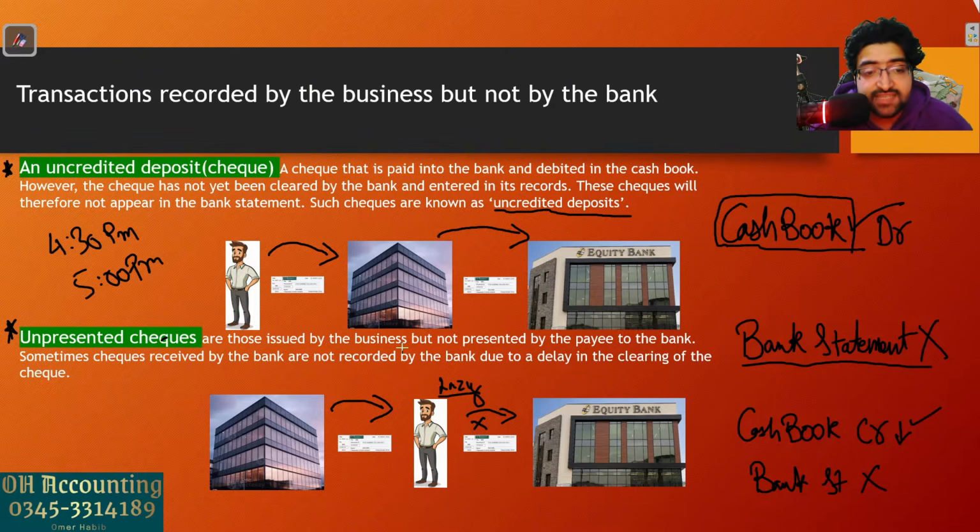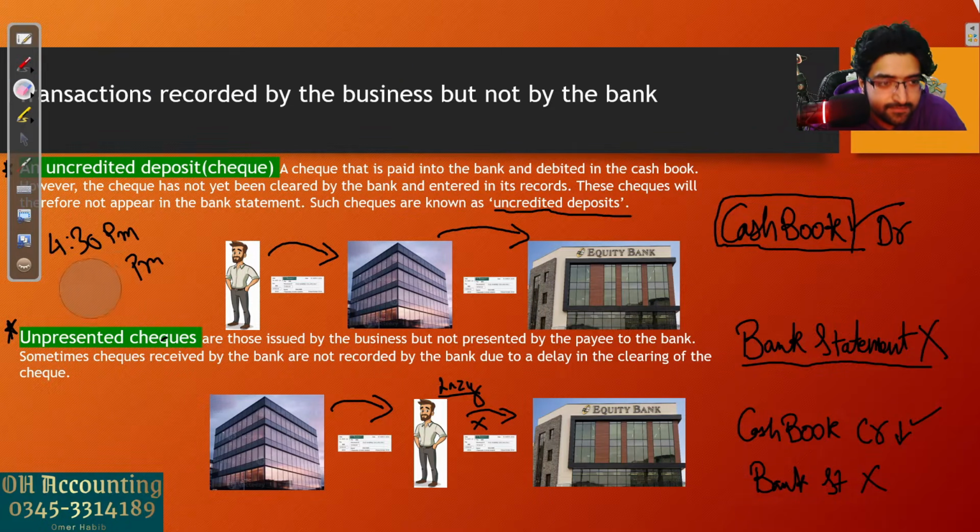Sometimes checks received by the bank are not recorded by the bank due to a delay in the clearing of the check as well. Sometimes it can also be due to bank's personal reasons, but mostly it is because the person did not go to the bank and deposit the check yet. So you understand the difference between these two. The main thing you should know is, let me summarize this.